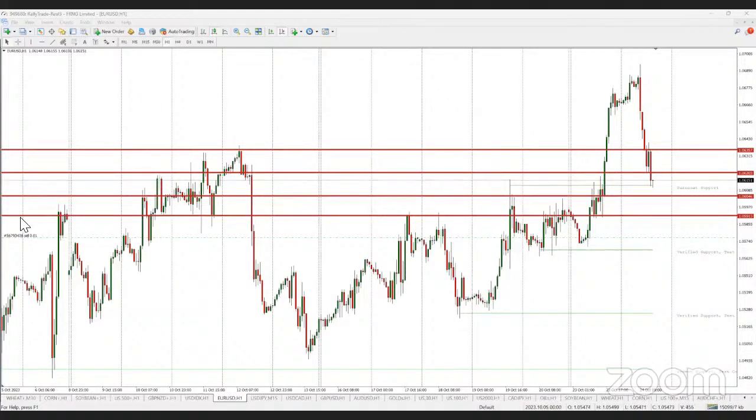1.06203 and 1.06357. Those are my entries on this particular trade. So I hope you've been able to enter those trades.